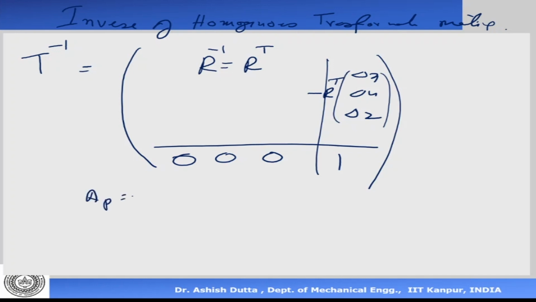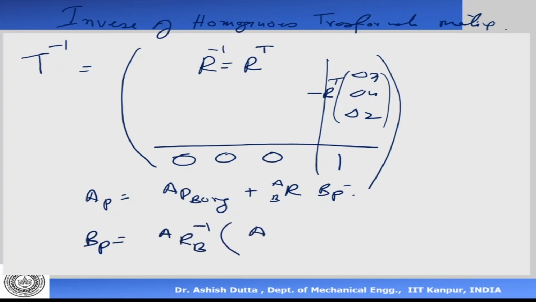AP is equal to AP_BORG plus R A to B into BP. So I want to find what is BP. To do that, what do I do? Take this side, it becomes AP minus AP_BORG. I wrote it the other way around. So this is equal to AP minus AP_BORG.